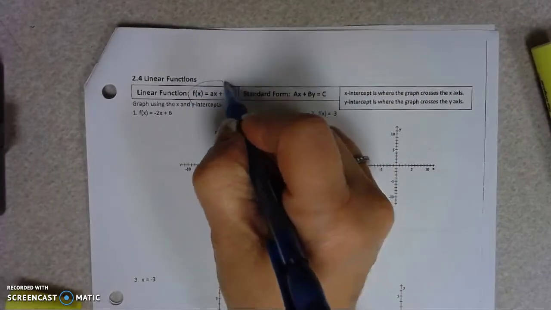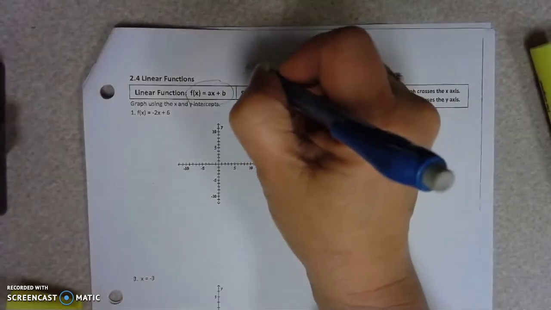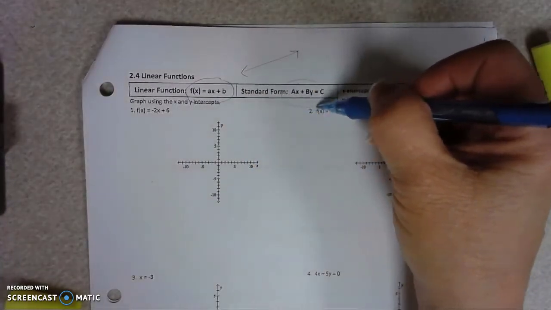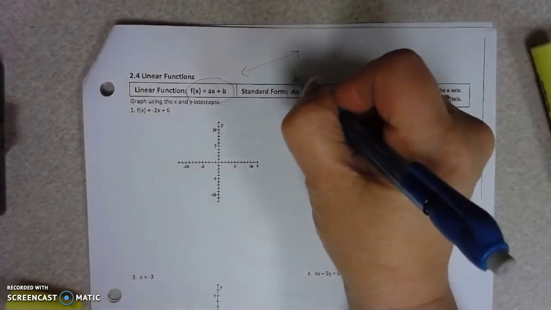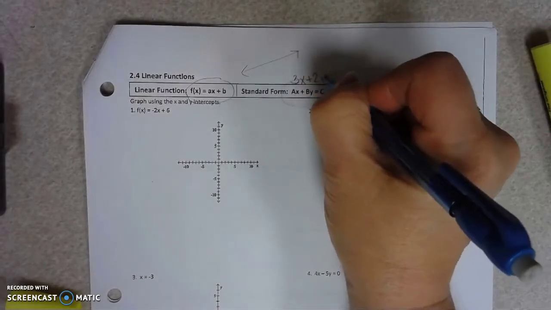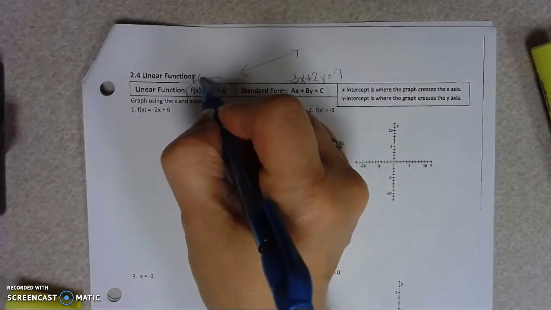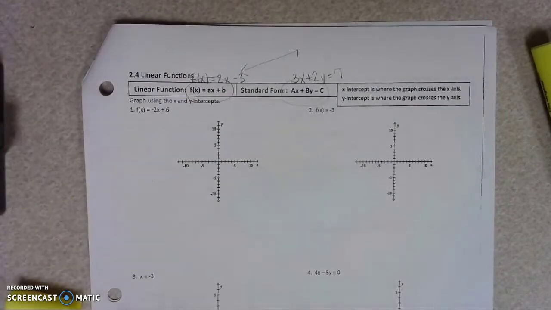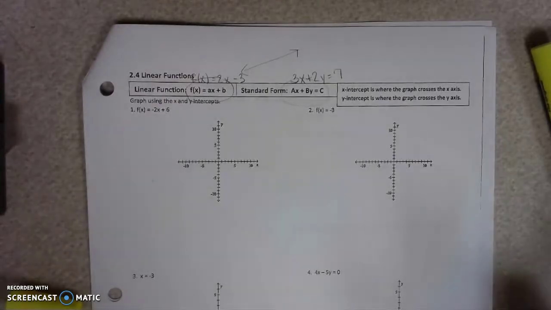This is a linear function. A linear function graphs a line, so that's all we're talking about: equations or functions that graph different lines. Standard form for the equation of a line is ax plus by equals c. That would look something like this, maybe 3x plus 2y equals 7. That's linear. This one may look something like 2x minus 3. Those are both linear, remember, because the highest exponent for both terms is 1.